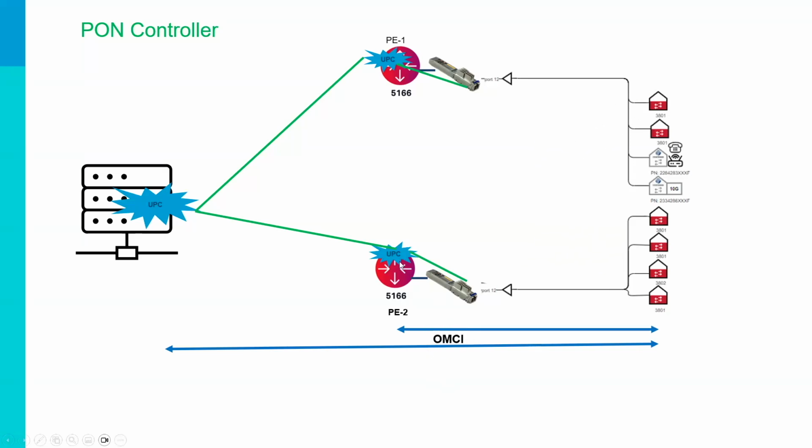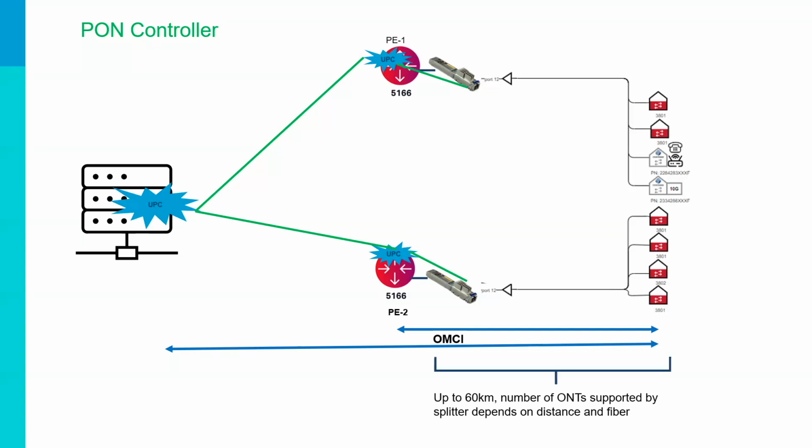Now with OMCI, you can use different vendors' ONUs than their OLTs. So it's an open solution as the next generation of these broadband solutions. Now the ONTs or ONUs have to be within 60 kilometers of the OLT.